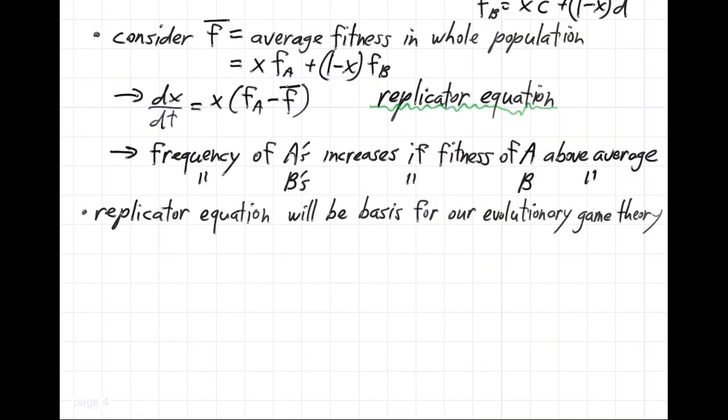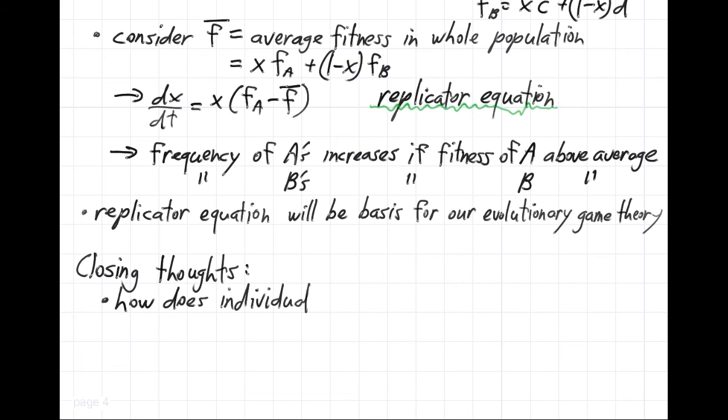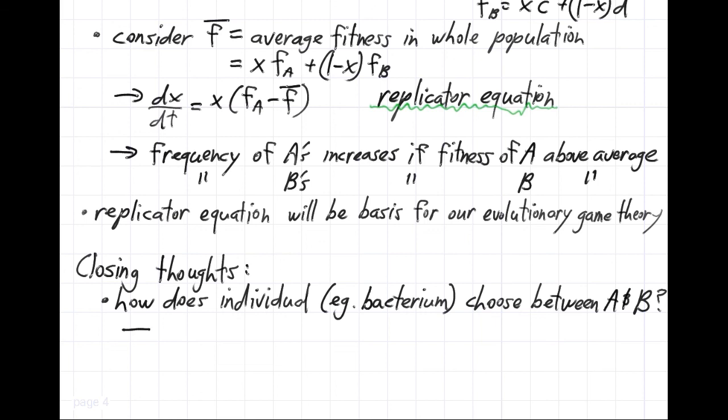So before we wrap things up, I just have a few closing thoughts. We've talked a lot about evolution, built up an evolutionary model. We threw in some game theory to create an evolutionary game theoretic model. And the question is, how does an individual choose between its strategies? Because don't you need that for a game? We might imagine a bacterium. How does it choose between the strategies A and B? And hopefully you already understand this. I just want to drive it home.